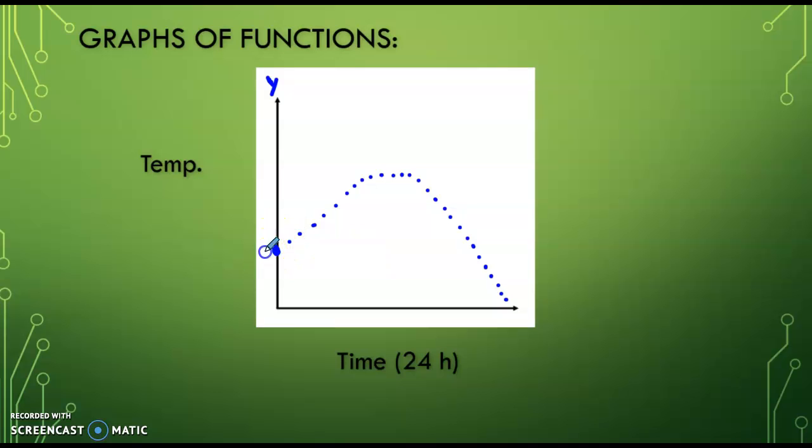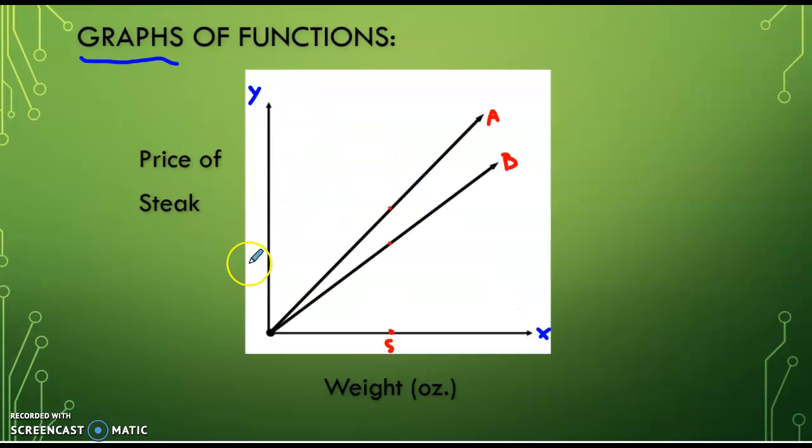So you would see a graph that is a function, and would look something like this, sort of like a bell curve. So the way we would phrase this, we would say that temperature y is a function of time, our x value. In this first example, we're saying that the price of steak is a function of the weight that you buy. It does depend upon how much you buy.